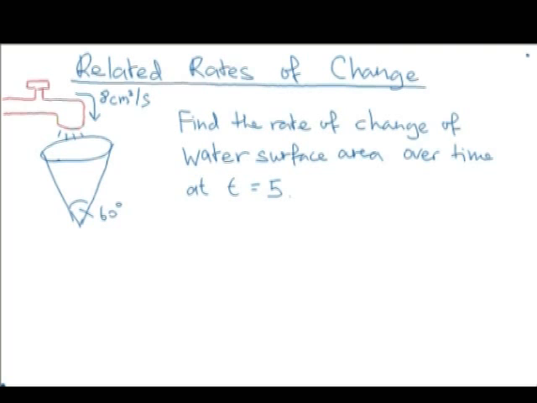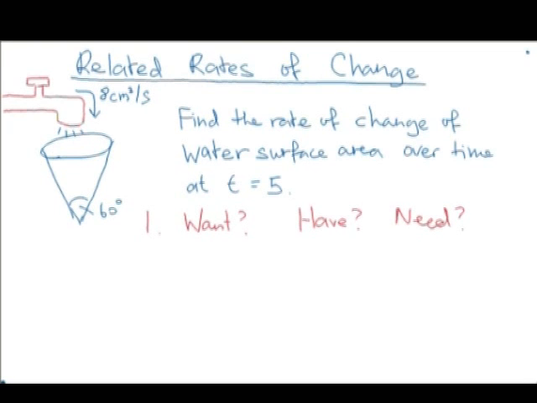The very first thing you should do is figure things out: want, have, need. Don't start thinking about iPads or anything. What you want to do is go look at the question and find what it is that you're after. Okay, very quickly, go to the question. And you see that you're after the rate of change of water surface area over time.